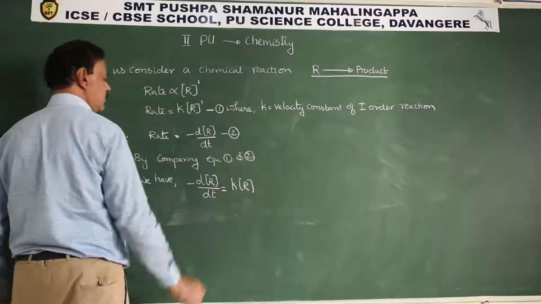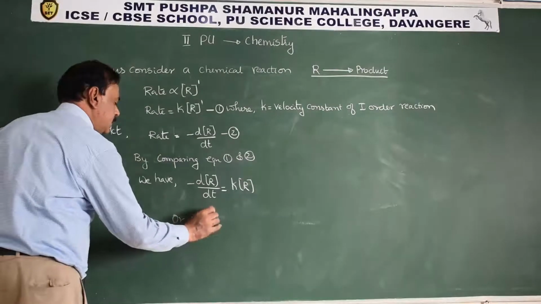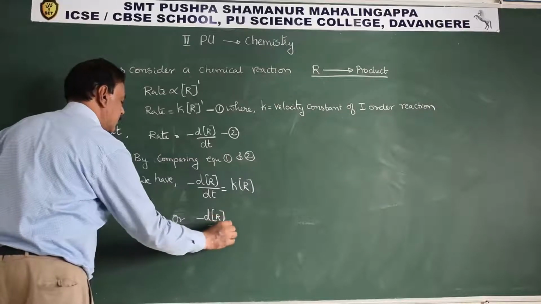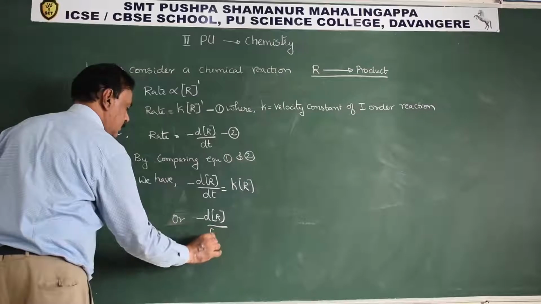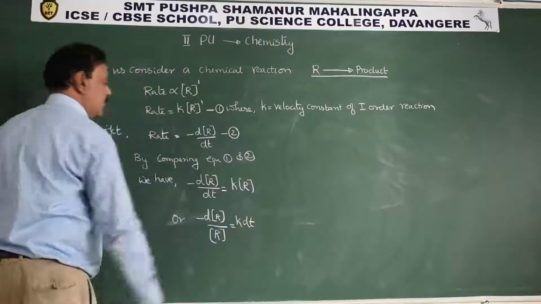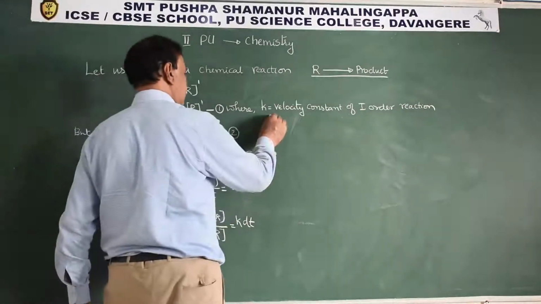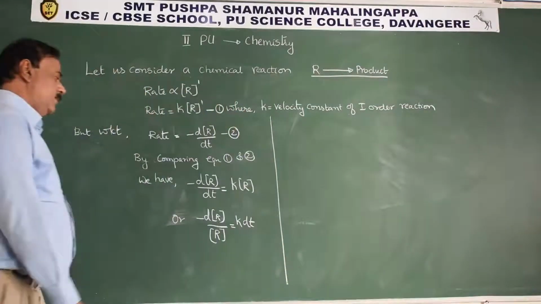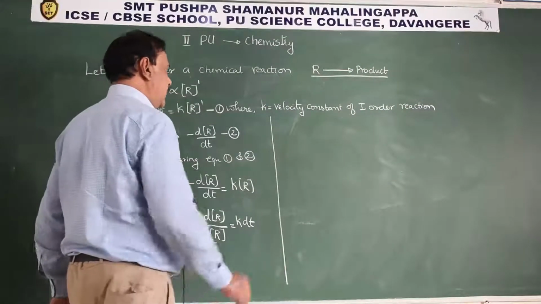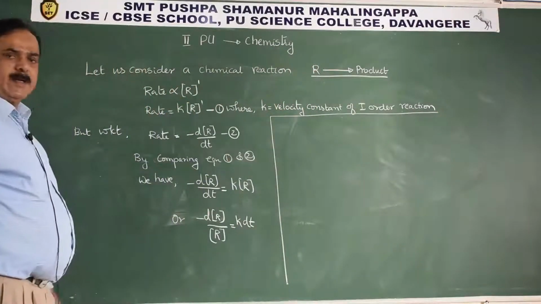Minus dR by dt is equal to K into R, or minus dR by R is equal to K into dt. Now integrate the above equation by applying initial conditions.